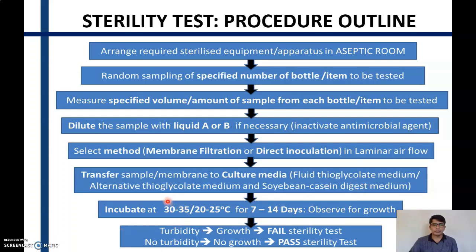Then we will incubate at 30 to 35 degrees Celsius, that is the optimum condition for bacteria, and 20 to 25 degrees Celsius, that is the optimum condition for fungi, for 7 to 14 days. And during the 7 to 14 days we will observe for growth as turbidity. So during and after 14 days, if there is any turbidity, which indicates growth of microorganism, it indicates the failure of sterility testing, and if there is no turbidity, it indicates no growth and it will pass the sterility testing.